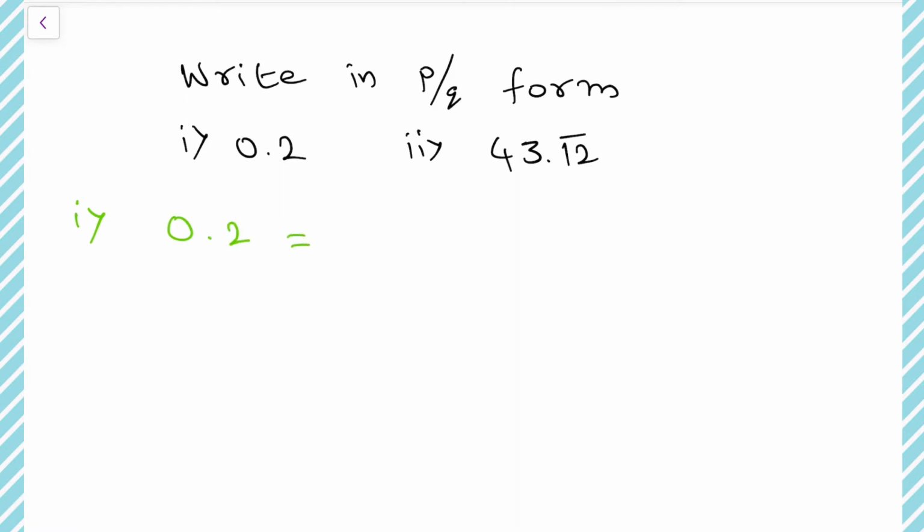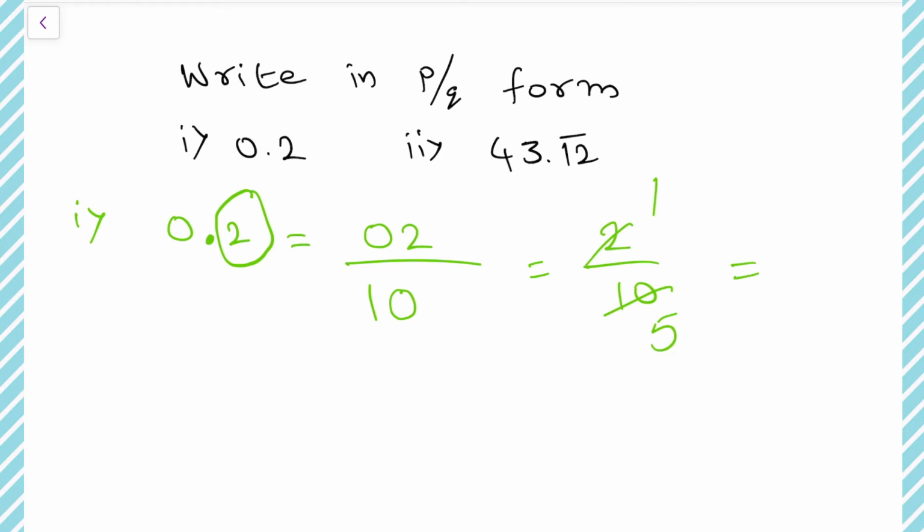0.2. First, remove the decimal and write the number. If we remove the decimal, it will become 2, divided by, keep 1. Now, after the decimal, how many digits are there? Here, after the decimal, only one digit is there. So, keep 1 0 here. Now, 0.2 is nothing but 2 divided by 10. So, 2 1s are 2, 2 5s are 10, which is nothing but 1 divided by 5. This is the process to solve the terminating decimal to make it into p by q form.